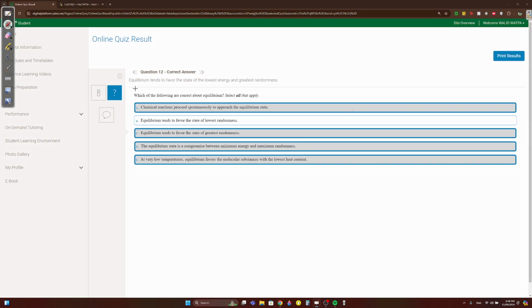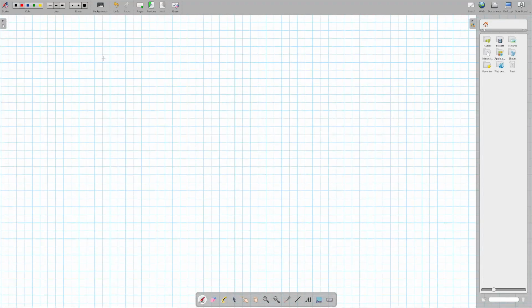Okay, which is correct about equilibrium? Chemical reactions proceed spontaneously. Okay, yeah, this one I didn't explain. At the start, before equilibrium, how do we know who it favors? There's two things. Equilibrium favors two things: minimum energy and maximum randomness. I apologize for the handwriting. Minimum energy is which one has less energy. And that's it, just which one has less energy.